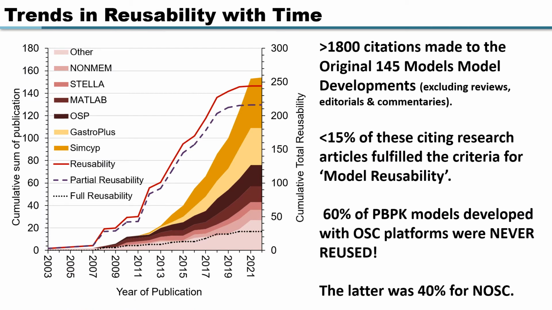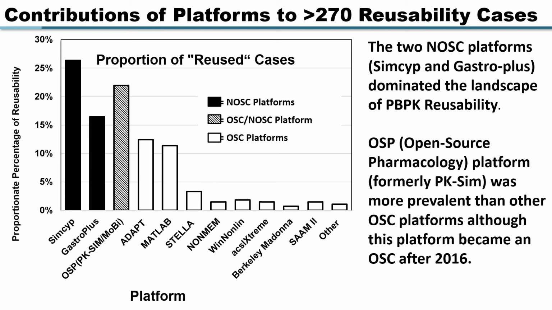The same information here is provided as the previous slide, with the addition of the time trend in the use of each of these platforms. Here is another way of looking at the data, with a color code that separates the open source code platforms versus non-open source code, with hashed area indicating the platform that switched from one format to another in 2016.